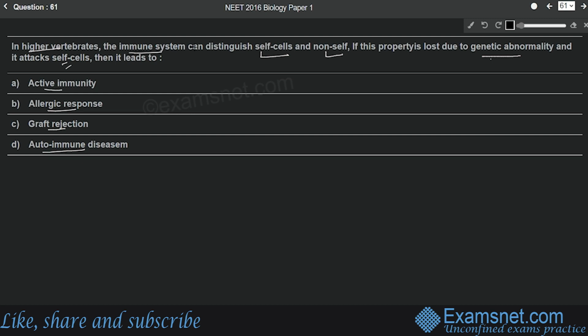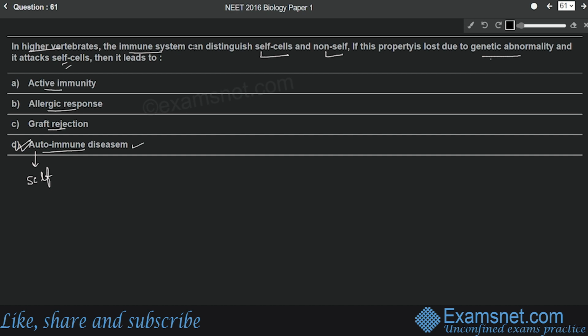So what happens? Generally, the immune system of our body attacks the non-self cells, that is the foreign cells that enter our body, right? But if this property is lost, then it attacks its own cells, okay? And that kind of disease is known as autoimmune disease. Auto means self. So the immune system attacks its own cells, therefore it is known as autoimmune disease. So option D will be the correct answer.